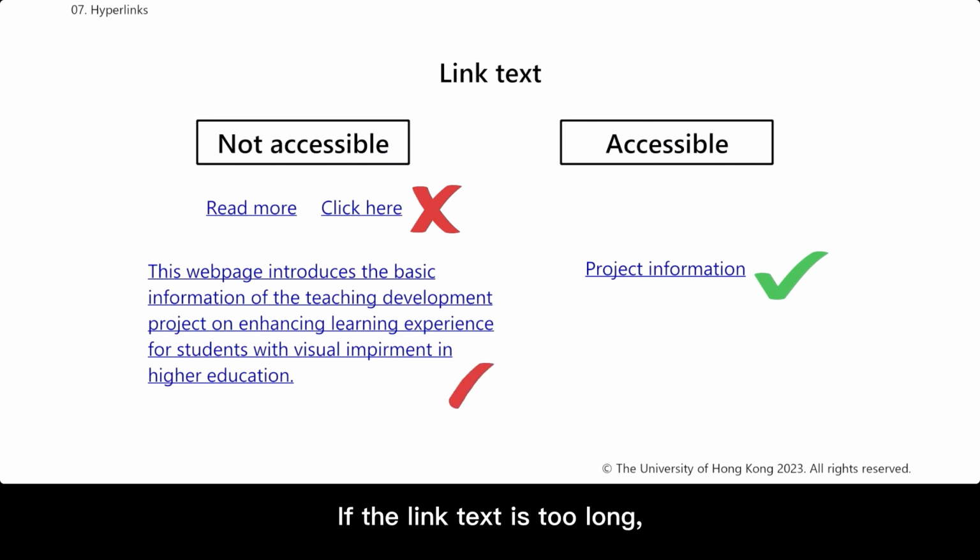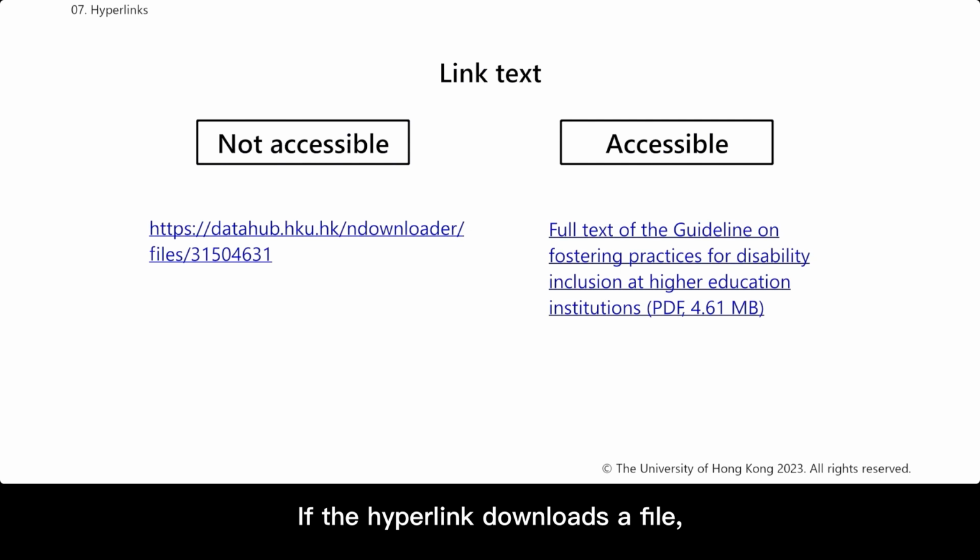If the link text is too long, it may visually appear to break across separate lines. Some users may misunderstand there are several hyperlinks. A long link text may also hinder understanding. If the hyperlink downloads a file, indicate the file type and the file size in the link text.